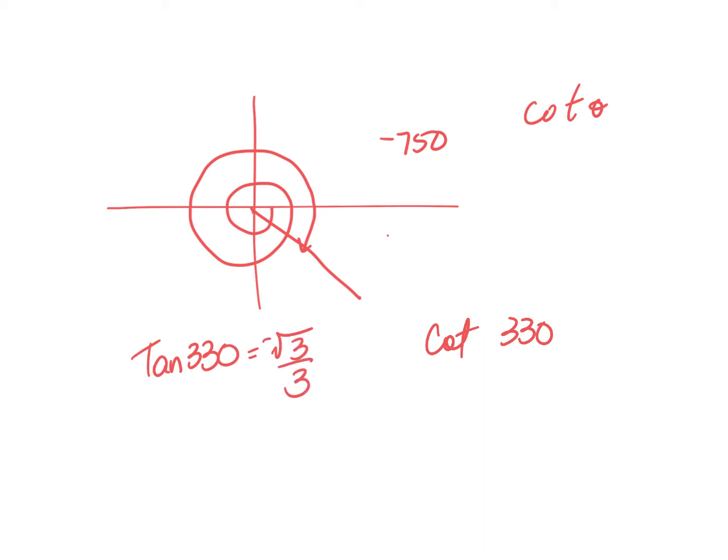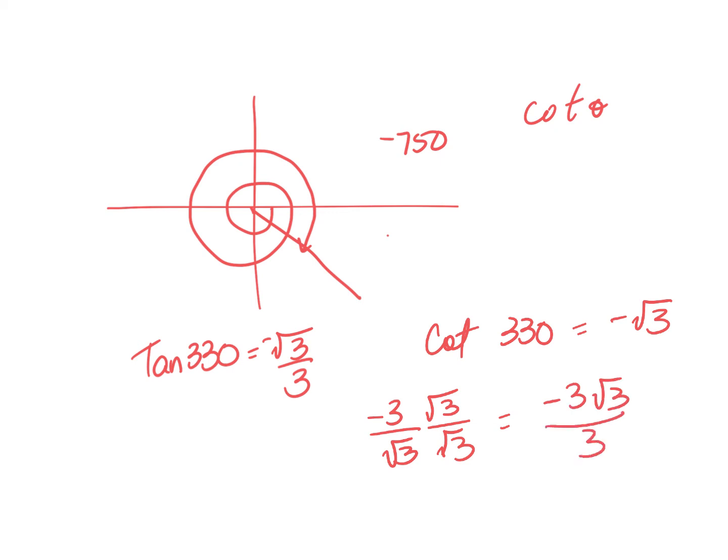And what is the reciprocal of negative square root of 3 over 3? Negative square root of 3. Now let's show you why. You get 3 over root 3, negative, multiplied by root 3 over root 3. And you get negative 3 root 3 over 3. The 3's bite the dust, and it's negative root 3. But you don't have to do that every time.